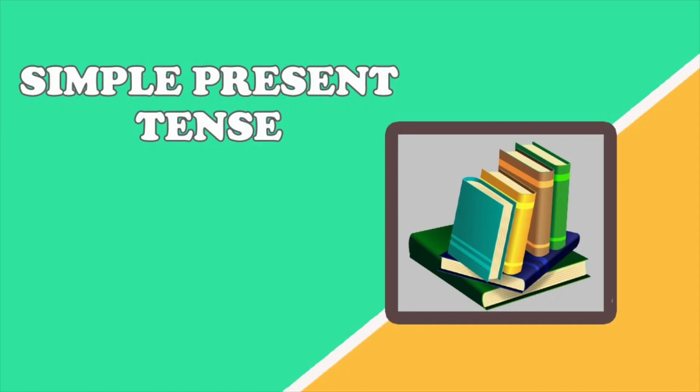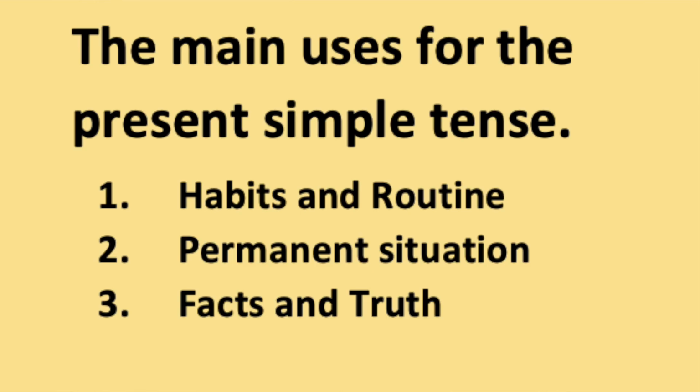Okay. Now let's begin with simple present tense or present simple tense. Do you know where to use the present simple tense or simple present tense correctly? In today's class, I am going to teach you the main uses of simple present tense and how to avoid common mistakes. Okay? Let's start. Then you can write, there are 3 main uses for the present simple tense. They are habits and routine, permanent situation, facts or truth.